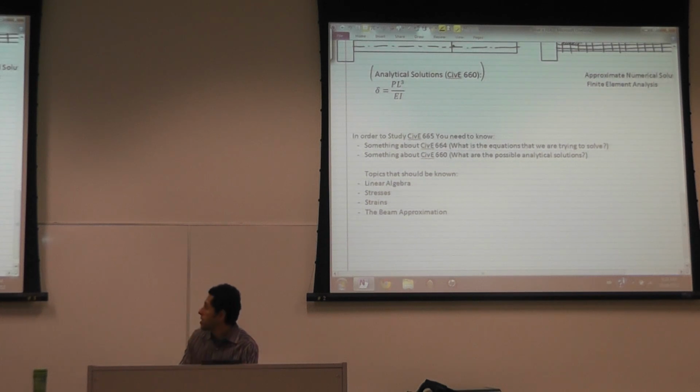So in order to study 665, which is finite element analysis, you need to know what is the equation that we're actually trying to solve, what are the possible analytical solutions, and these are what we're going to cover in the first two lectures. And that's why we're going to first start with linear algebra, stresses, strains, and the beam approximation.